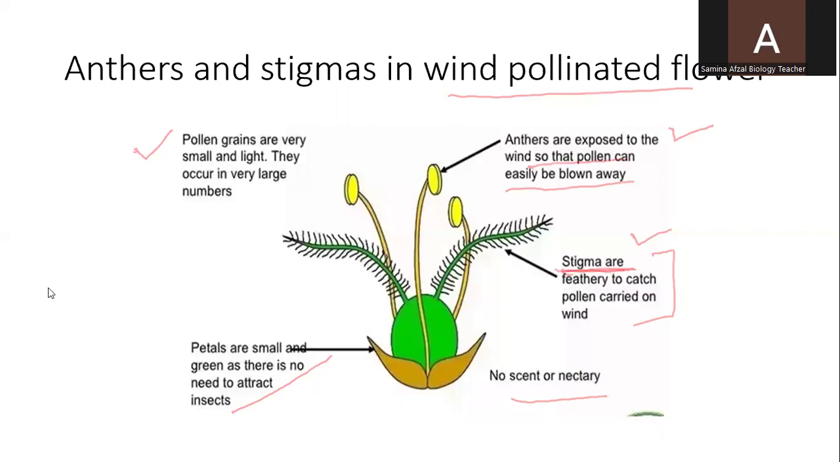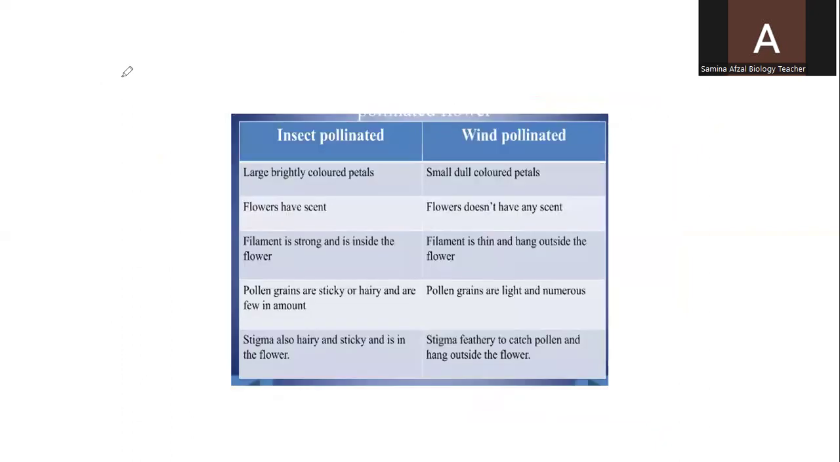Now we can compare the insect pollinated and wind pollinated flowers. The insect pollinated flowers have brightly colored petals, whereas the wind pollinated flowers have small dull colored petals. Insect pollinated flowers have scent or fragrance, whereas the wind pollinated flowers do not have any fragrance because nectar glands are not present in them. Filament is strong and is inside the flower. There is no need to expose it into the air because insects will reach them. In wind pollinated flowers, the filament is thin and hangs outside the flower easily, so the pollen grains are easily scattered into the wind or air.